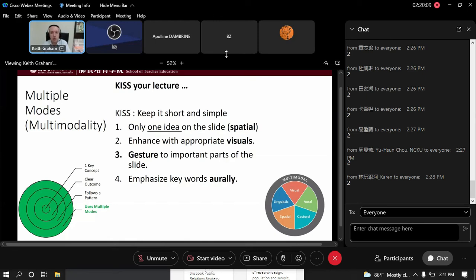Enhancing with appropriate visuals. Again, making sure that the visual mode is there in the video. Gesturing as possible. And then emphasizing keywords orally, all supported with the linguistic. So if you can use this concept, KISS your lecture, to make sure that you incorporate multimodality in your video or in your tutoring and English corner.